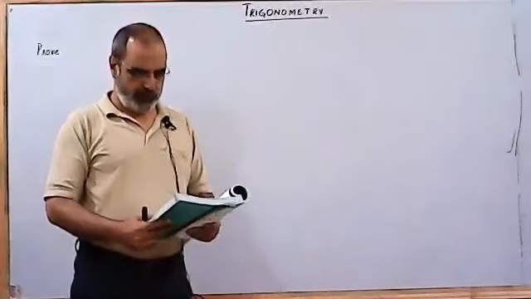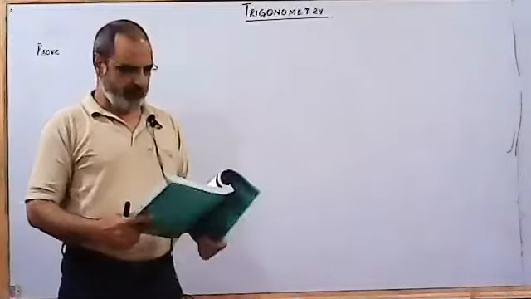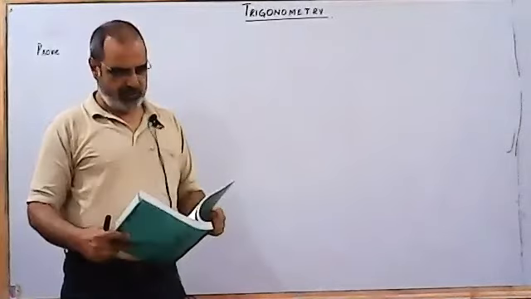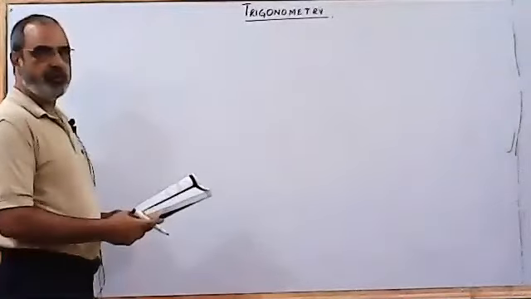Today we are going to continue the same topic and same exercise which we did on Wednesday. Exercise number 3A of trigonometry. We did till question number 10, I think. Today we are going to prove some identities and discuss how to prove the identities. For example, I have a question.